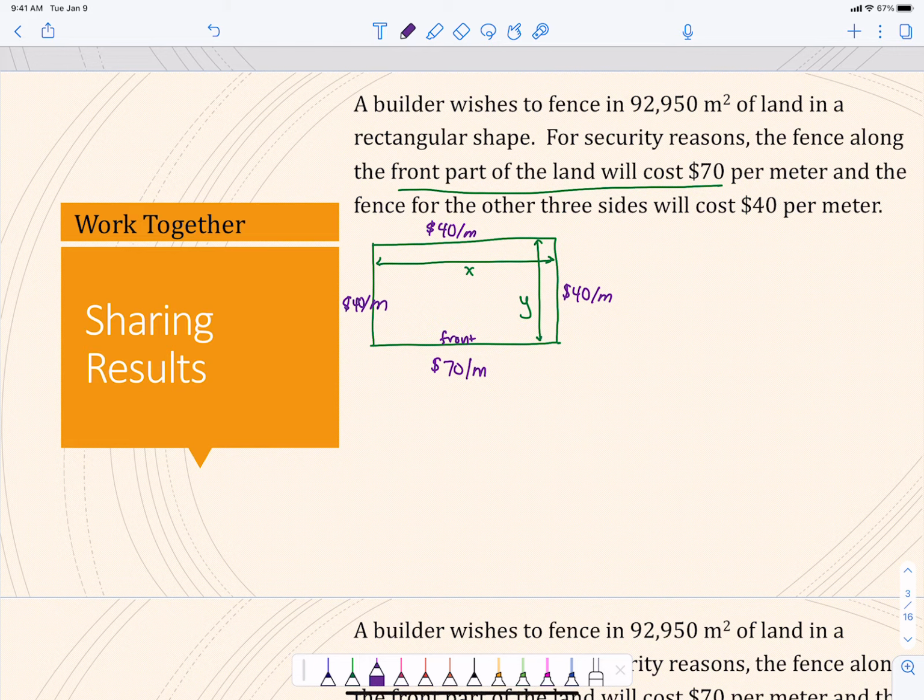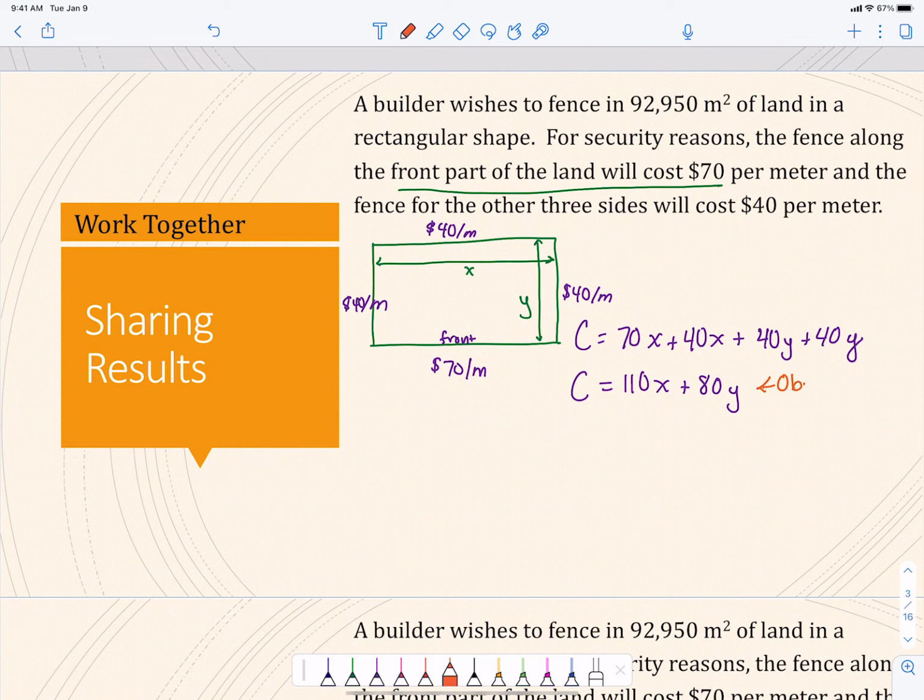This is helping me think about that cost function. It's going to be $70 times however long the front is, which is X, plus $40 times however long the back is, which is also X, and then $40 per meter times each of our sides. That's going to give us our total cost. We can combine like terms. This is the function that we're going to want to minimize. This is our objective function.